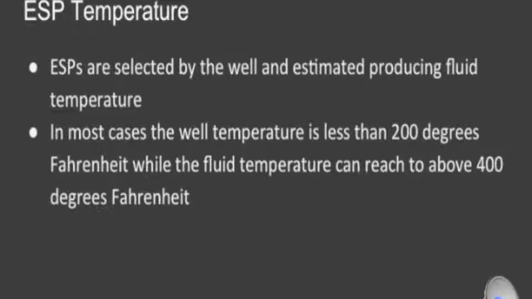ESPs are selected by the well and estimated producing fluid temperatures. When the estimates are less than actual temperature, failure is likely. In most cases, the well temperature is less than 200 degrees Fahrenheit, while the fluid temperature can reach above 400 degrees Fahrenheit.